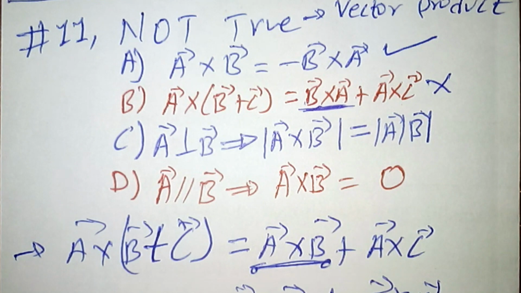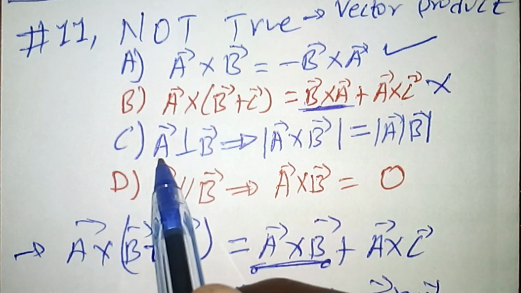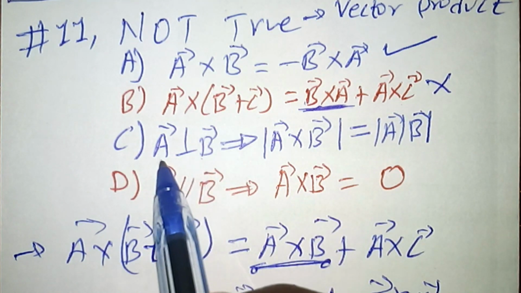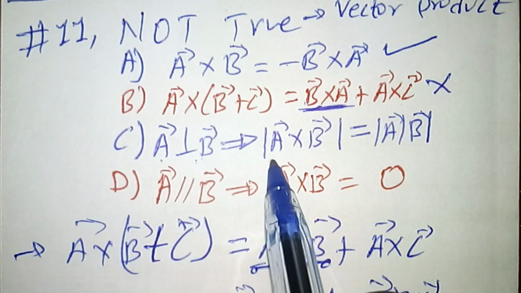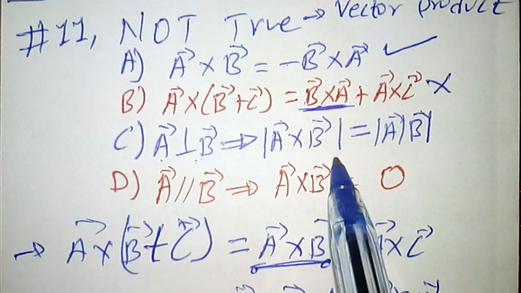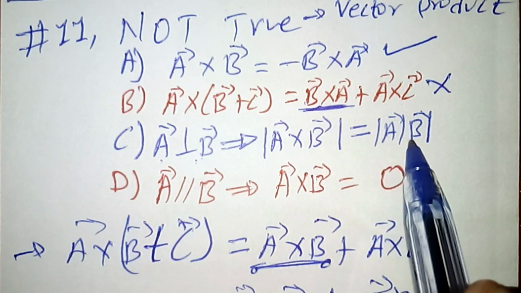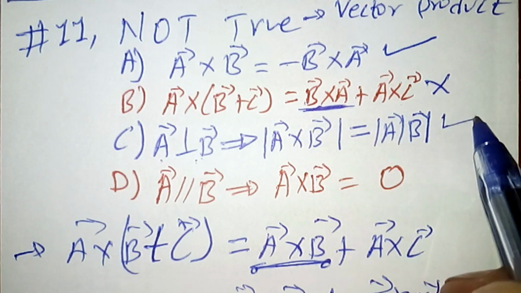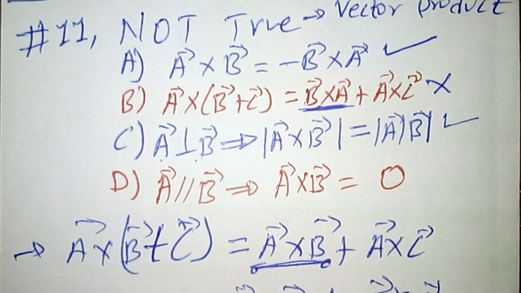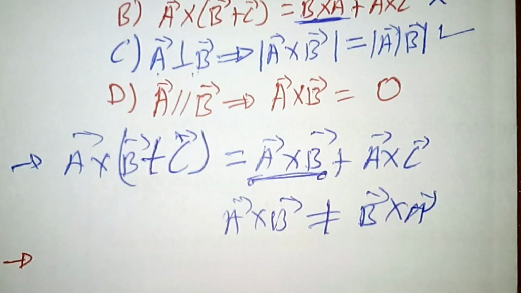Alternative C says that A is perpendicular to B. That means if vector A is perpendicular to vector B, the magnitude of A cross B is equal to the magnitude of A times the magnitude of B. This is always true, because A perpendicular to B means the angle between A and B is 90 degrees. That is, A and B are orthogonal to each other.